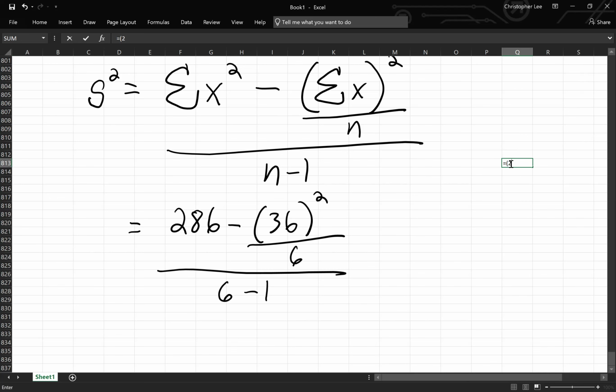So this is what, 286 minus, let me see, 36. What happened? Oh, 36 squared. Yeah, it's going to do it for me. It's all good. Divided by 6. And then all of that divided by 6 minus 1. Boom. So when you do all of this in the calculator, you come out with what?